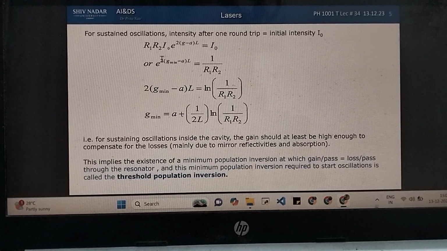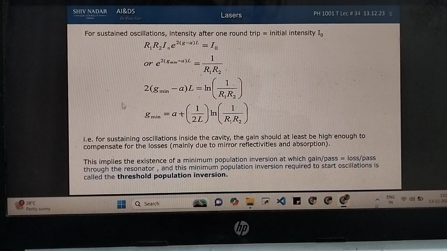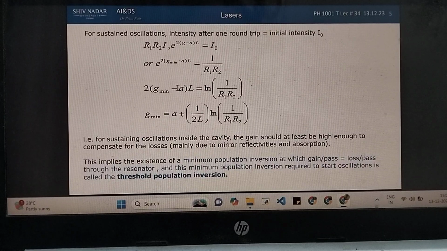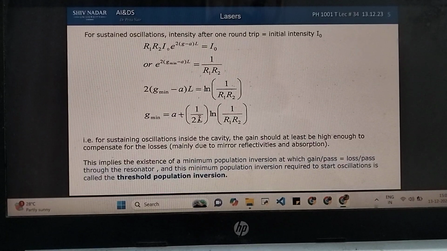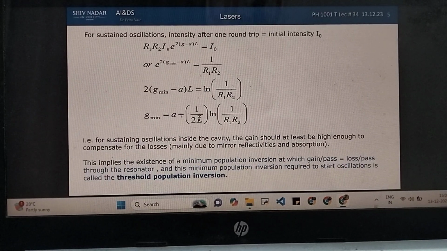So anyhow, coming back, this is the expression we have. Since we have an e here, you take the natural log on both sides. Twice of (g min minus a) times L becomes natural log of 1 upon R1 R2. So you keep g min alone on the left side and send everything to the right. It becomes a plus 1 upon 2L natural log of 1 upon R1 R2.